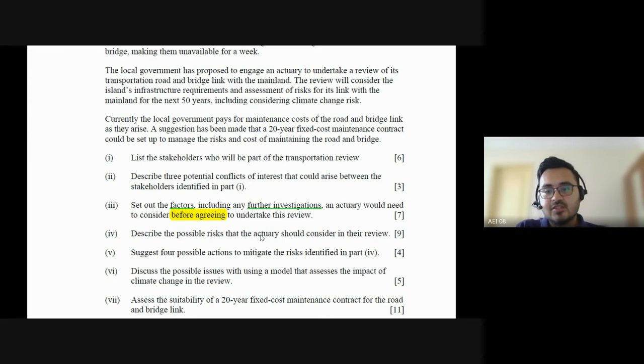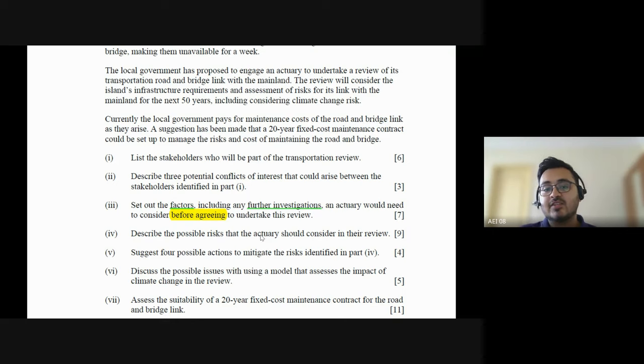A lot of answers, which I sadly cannot show you, were talking about a lot of things which were post you having taken the review, like, as an actuary, I would do this, as an actuary, I would do that. That is not the ask of the question. The question is very simple in that sense.